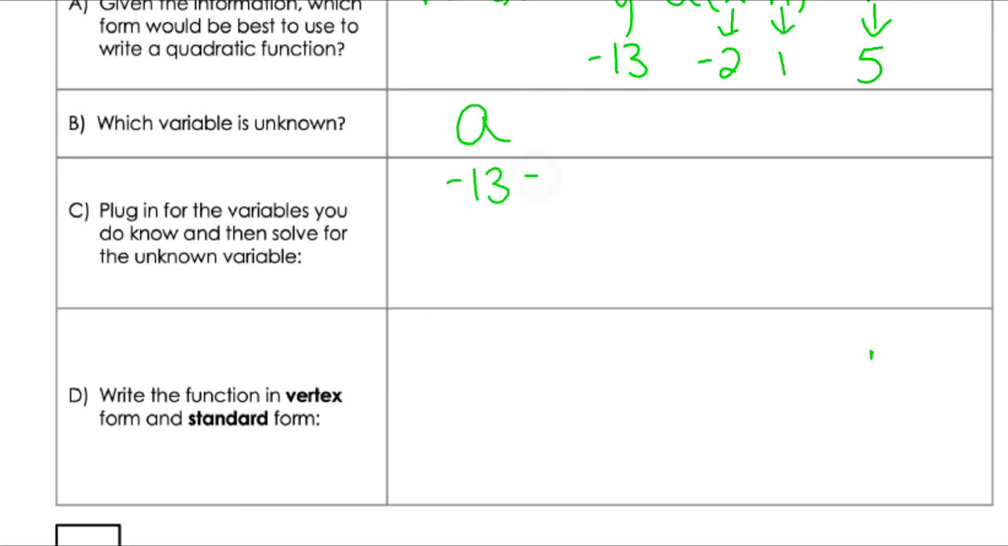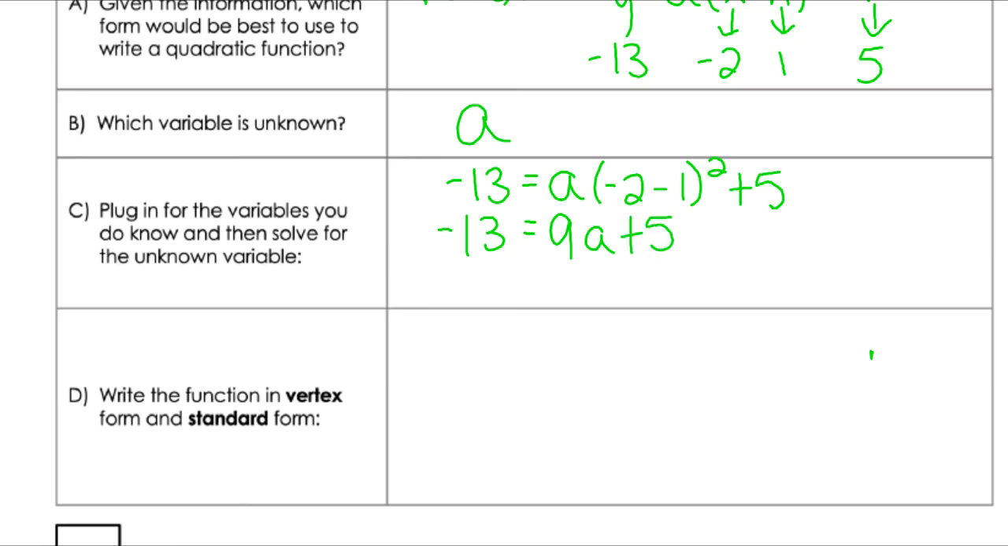So I have -13 equals a times (-2 minus 1) squared, and then plus 5. Simplifying that to solve, I would end up with a times 6, so 9. -3 squared is 9. So this would give me 9a plus 5. And then when I solve that equation, I would get -18 equals 9a. So the a value is -2.